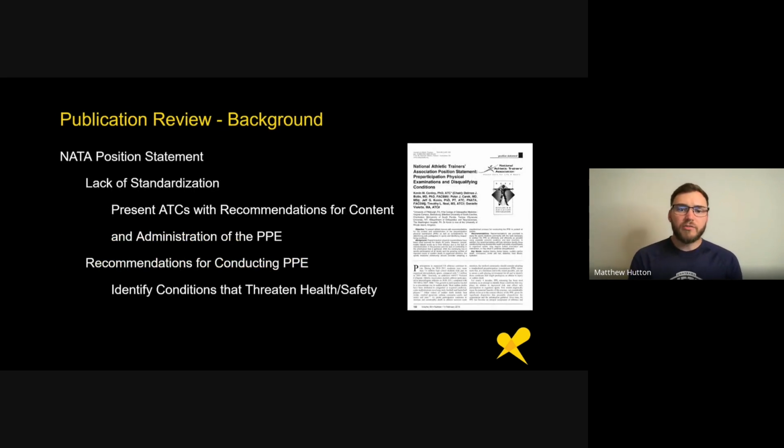So the publication review for this week is the NATA position statement on the pre-participation physical exams and disqualifying conditions. Basically what they established early on was that the problem they were running into was that even though it was used for 40 plus years, there was a lack of standardization. And so this paper was meant to present athletic trainers with the content that's required or suggested for their entrance exams, and then also how to administer them based on the location, the physicians involved, different staff that are involved, all of those kinds of things.